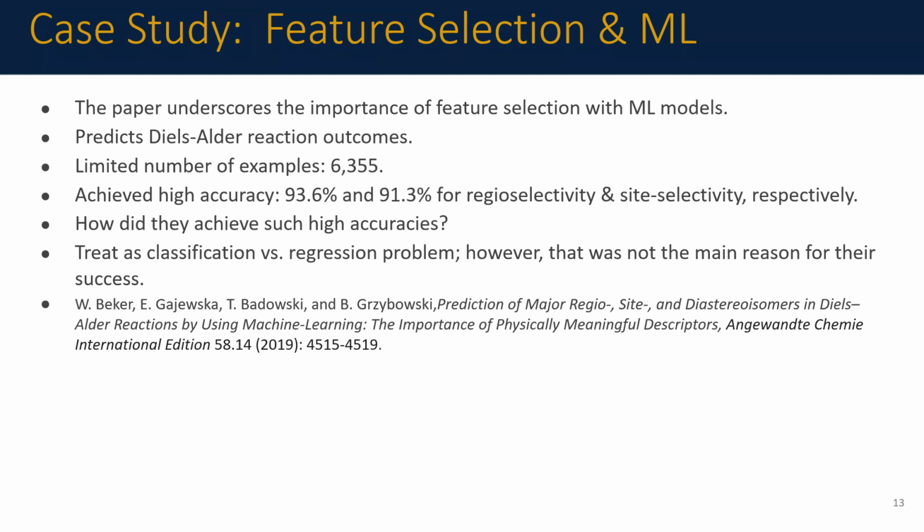One thing that they did, which was interesting, was they treated the machine learning problem, which again was related to reaction prediction, as a classification problem instead of a regression problem. So instead of trying to predict a precise reaction yield outcome, was it 93.5 versus 82.1, they converted it into a classification problem. So that helped with the accuracy, but certainly it wasn't the main reason for their success.